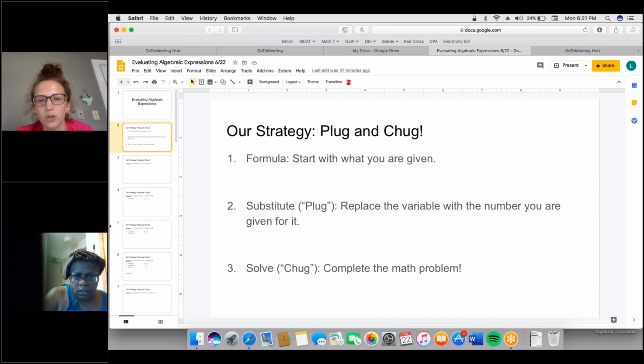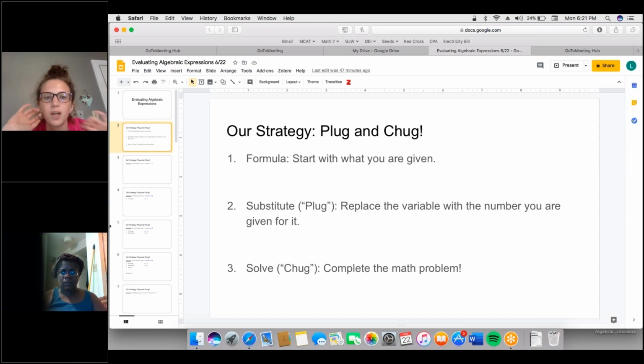So in all of these problems, we're going to use the same strategy of plugging and chugging in numbers. And there are 3 steps to this strategy. The first step is the formula step, where we start with whatever we're given. We always read a problem and ask ourselves, what are we given? And that's going to be our starting point.